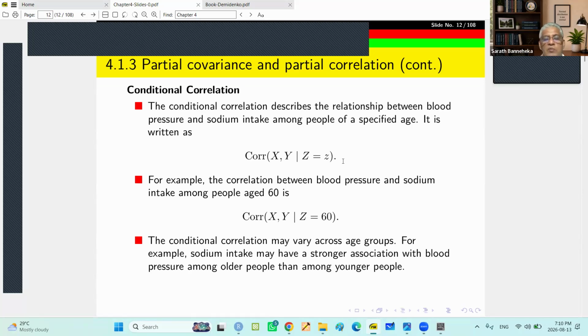So the conditional correlation also may vary across age groups. The conditional correlation between x and y when z is equal to 60 is not the same as, in general, it doesn't have to be like that, the conditional correlation between x and y when z is equal to 40 or 70. It's going to generally depend on whatever the value of z that we are considering.